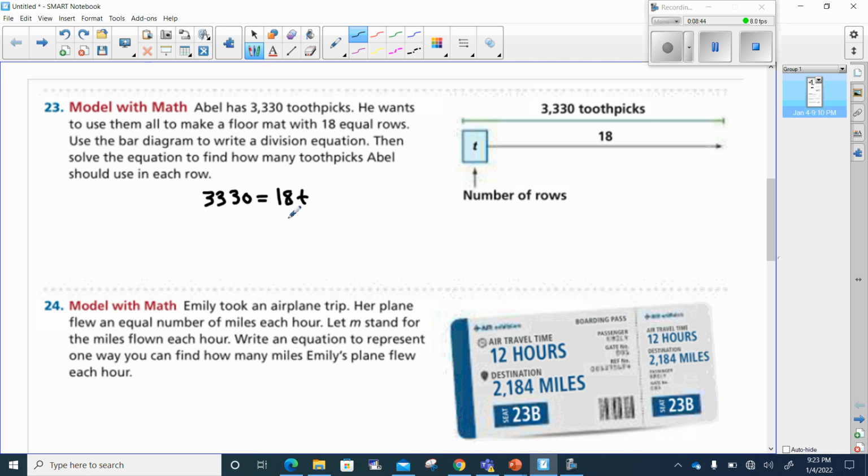To solve this, I would divide 18T by 18 because right now 18 is being multiplied to T. That will give me T by itself because 18 divided by 18 is 1. So I have 1 T left over. But whatever I divide from one side, I divide from the other side. 3,330 divided by 18 is my problem. We know this because every fraction is a division problem.